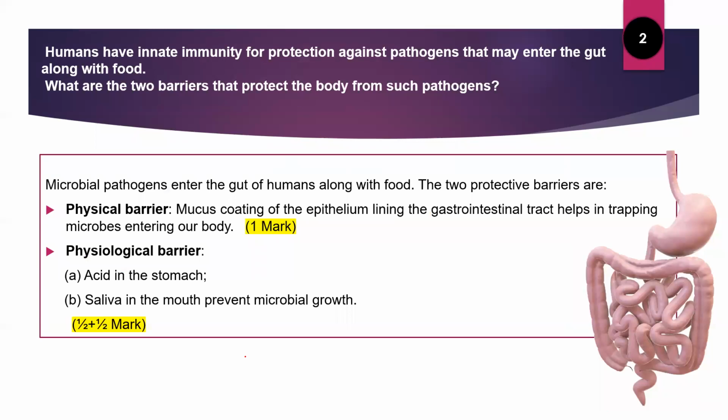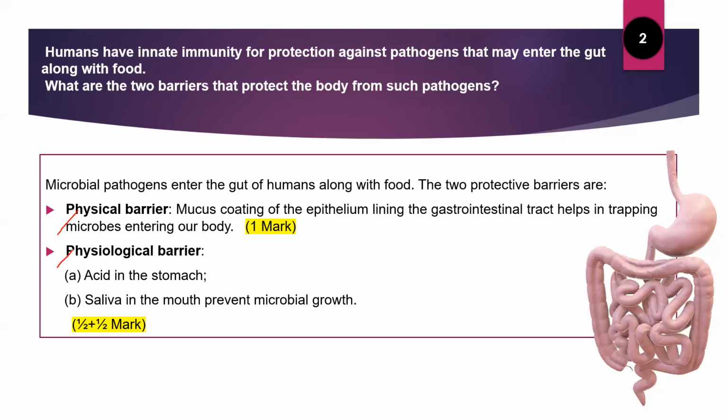Then, humans have innate immunity for protection against pathogens that may enter the gut along with food. What are the 2 barriers that protect the body from such pathogens? The question says that when we eat food, some pathogens can also enter the gut, right? But we have the innate immunity for protection against those pathogens. So we have to cite 2 barriers. So the 2 protective barriers are the physical barrier and the physiological barrier.